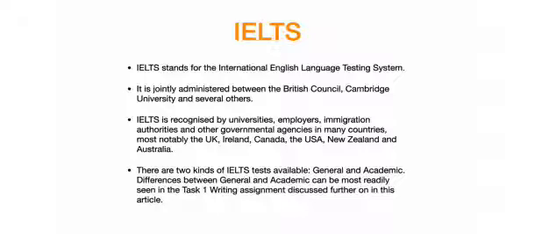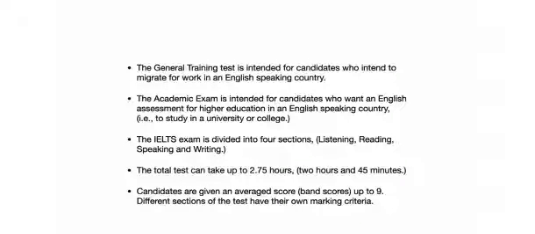There are two kinds of IELTS tests available: general and academic. Differences between general and academic can be most readily seen in the Task 1 writing assignment discussed further on in this article. The general training test is intended for candidates who intend to migrate for work in an English-speaking country. The academic exam is intended for candidates who want an English assessment for higher education in an English-speaking country, that is, to study in a university or college.